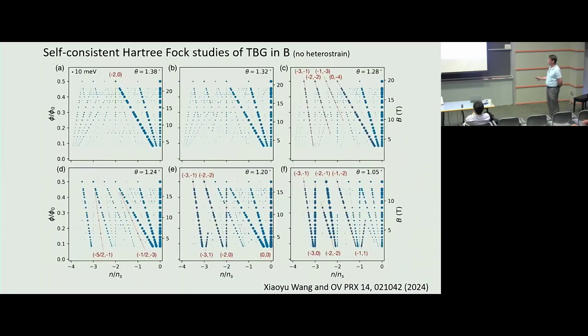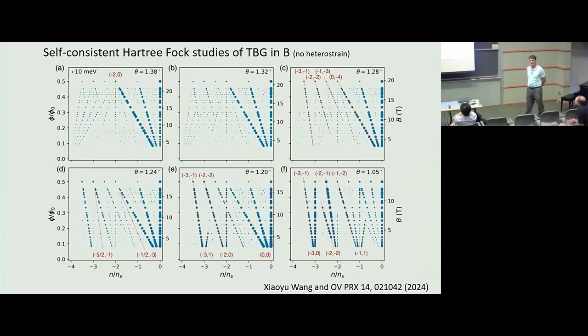Now, each of these points, which are shown here, corresponds to at least 6 Hartree-Fock calculations. These are different initial conditions, and we try to make sure that we converge to the same answer. The size of these dots represents the gap we see at the Fermi level. Okay? So the prominent Chern insulators will therefore show up as these streaks through this plot.